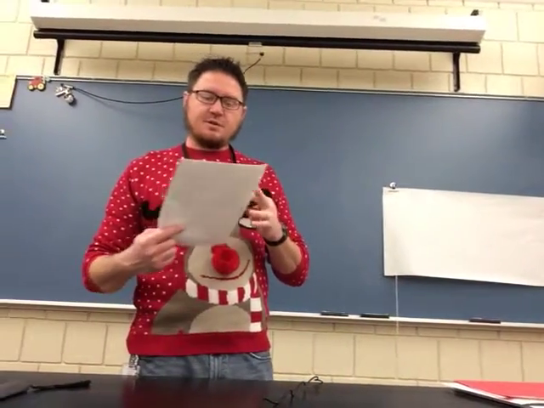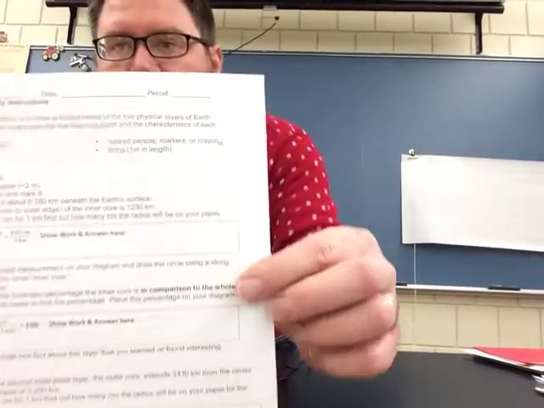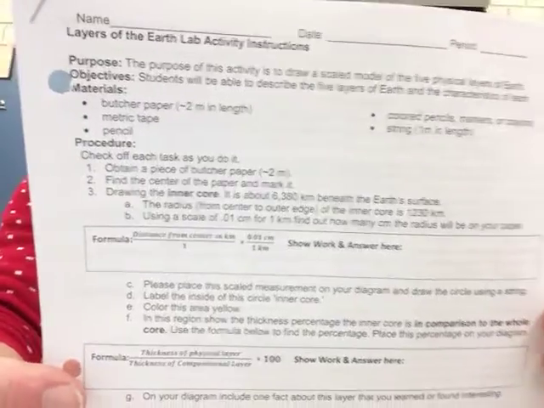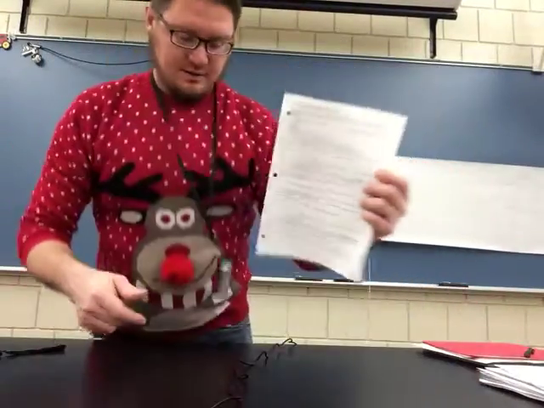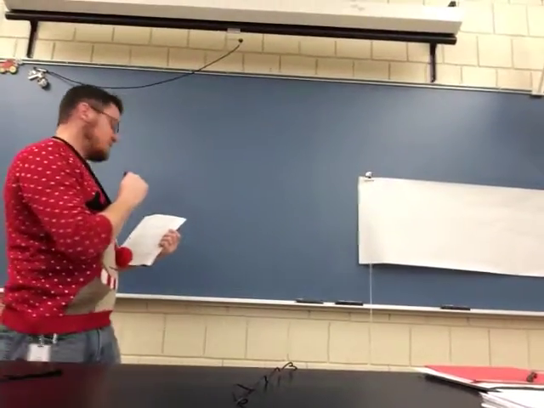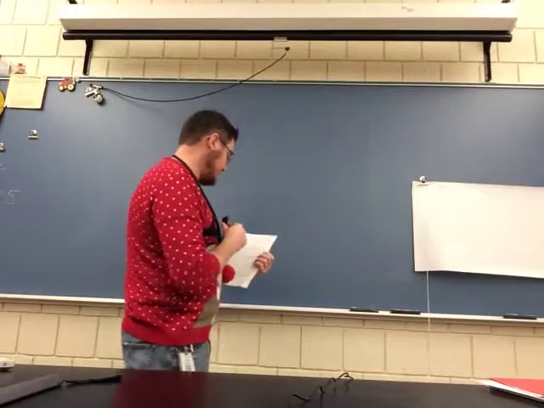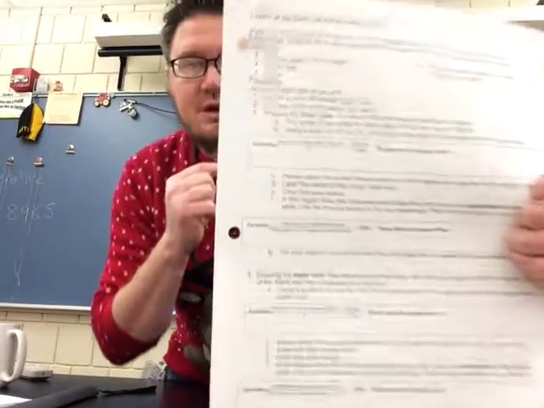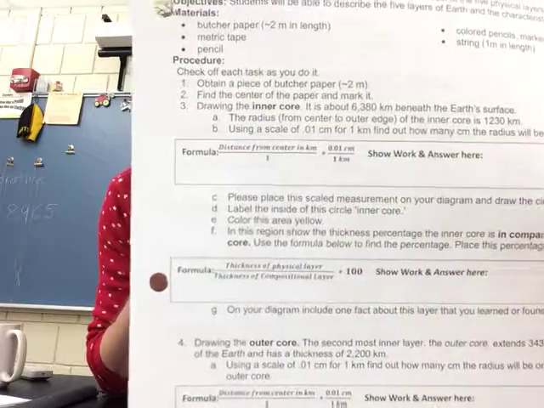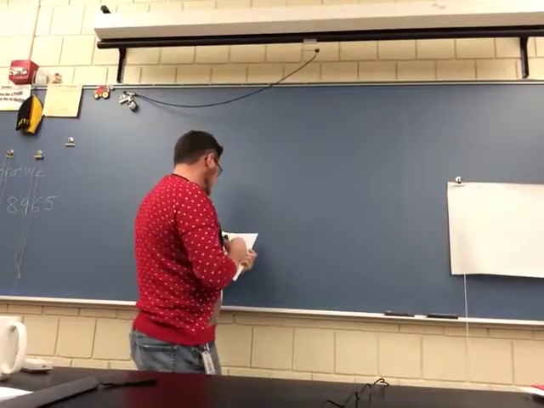Okay, so the first one is the inner core. You look at your paper, and you guys can see that it tells you the radius of the inner core is 1,230 kilometers. We're going to use the equation, and I have a sample for you right there. You just plug in where it says distance from center on the paper, in the box where it says show your work.